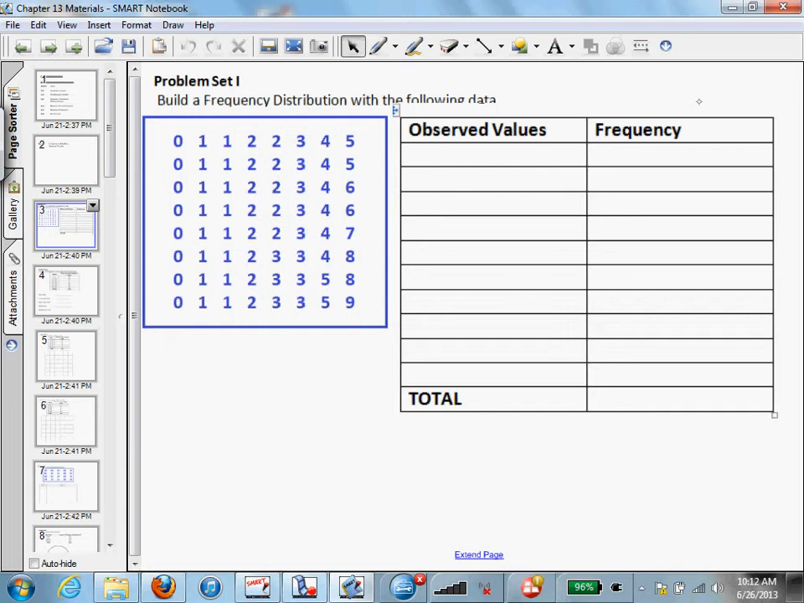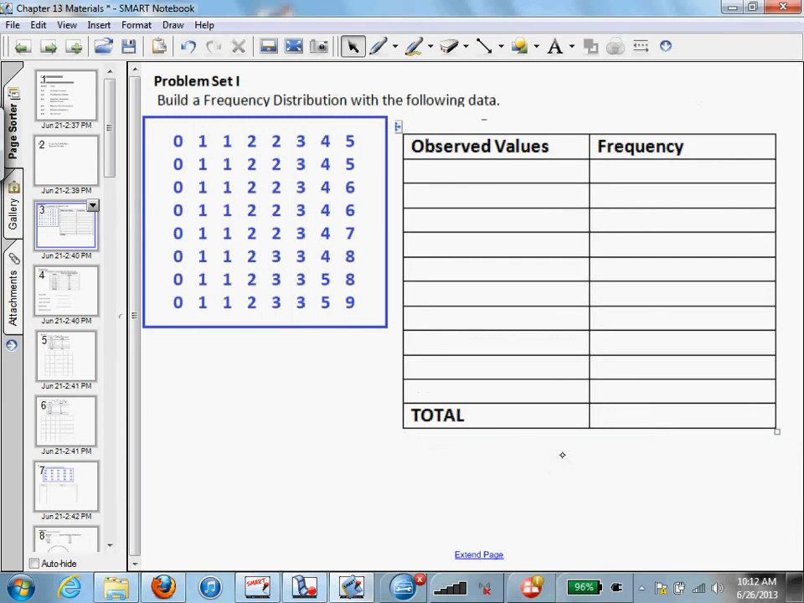So first, you may be asked to build a frequency distribution with the following data. Okay, and what that is referring to is that it wants you to list the observed values here, and that's just going to be gathering data you find from this list of raw data right here. So it's going to be 0, 1, 2, 3, 4, 5, 6, 7, 8, and 9. And now the frequency, all you have to do is just count the number of times these appear, and if you do that, you're going to see that 0 occurs 8 times, frequency of 8.